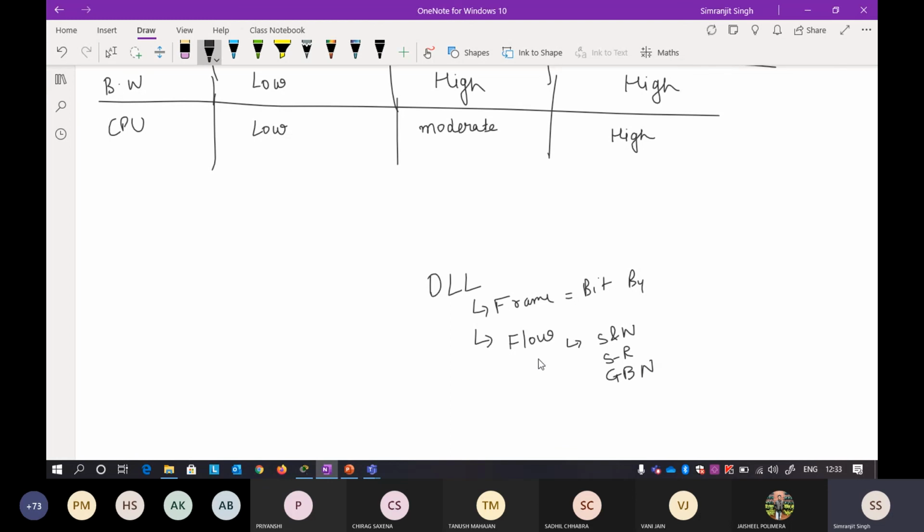Okay. So again, these flow control mechanisms are not only used in the DLL, they are also used in the transport layer as well. When I come to it, I will also tell you which particular algorithm is preferred in the transport layer and which one is preferred in the data link layer. Most of the time you will see that GBN is preferred in the data link layer, because DLL is mostly in a LAN. LAN is less than 10 kilometers.